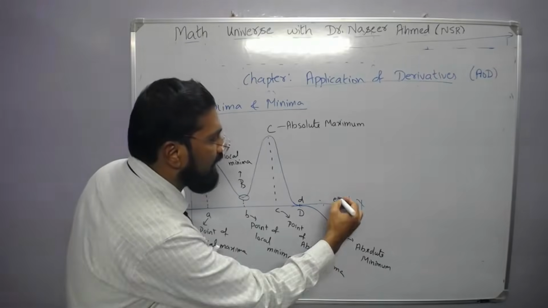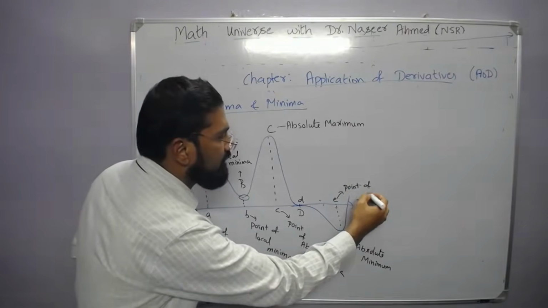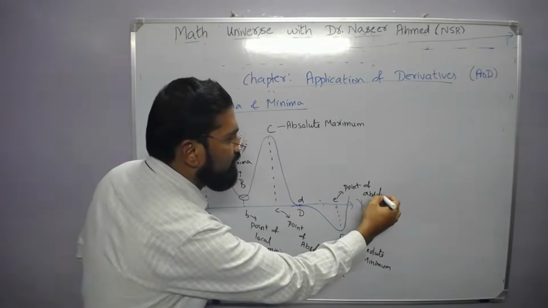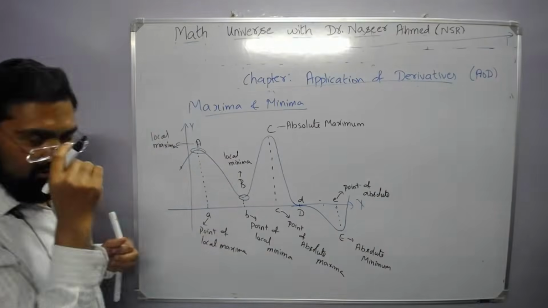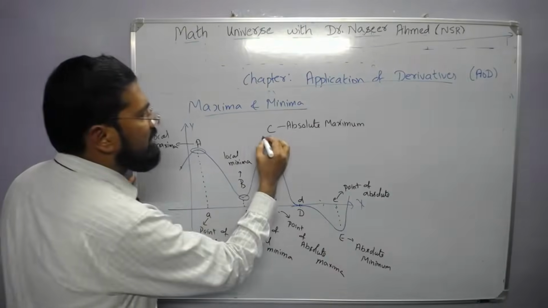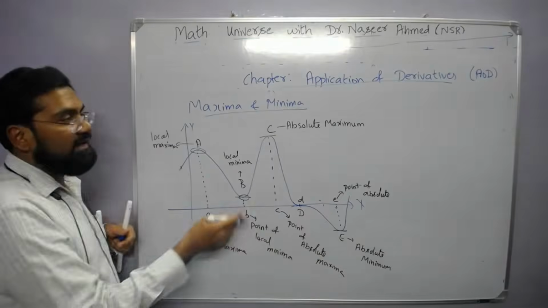Maxima. And this is the point of absolute minima. Now here we are going to have a problem to find absolute maxima, absolute minima. You just see carefully all this. If I draw a tangent here, here, here, all these tangents are parallel to which axis?